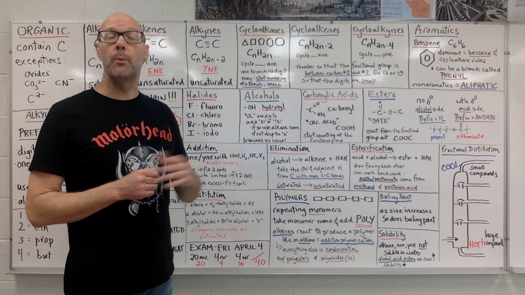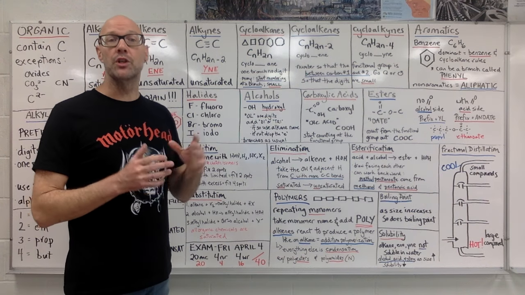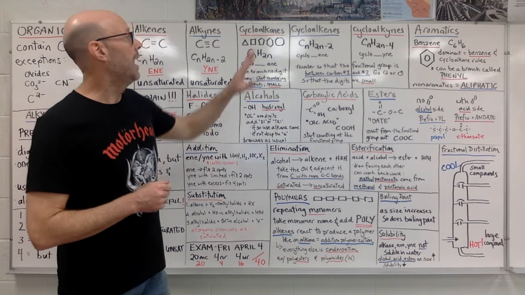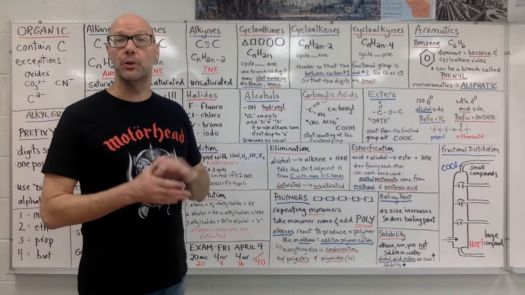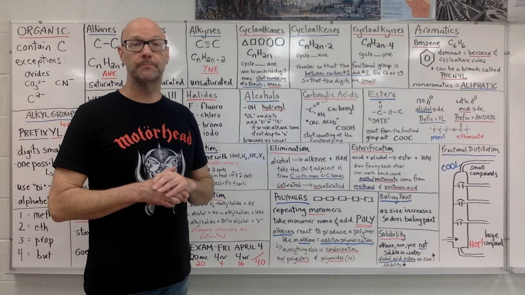Cycloalkenes have a double bond in that ring structure. They're CnH2n-2, just like alkynes. And cycloalkynes, they have a triple bond and a general formula, CnH2n-4.